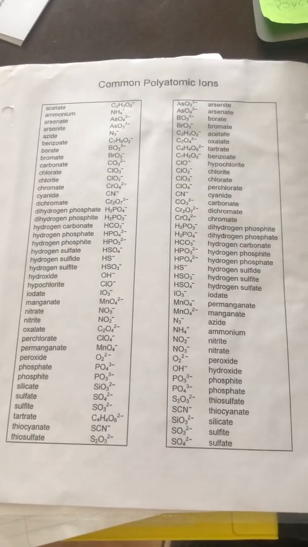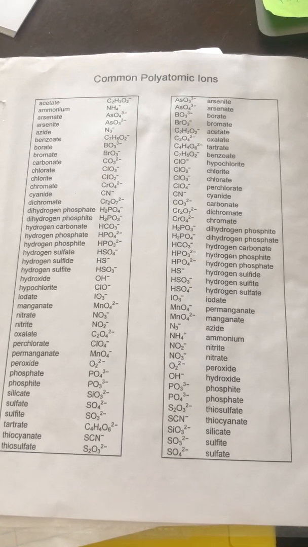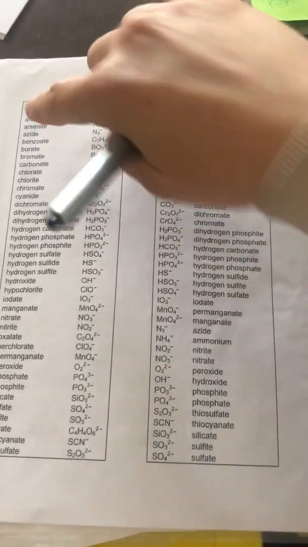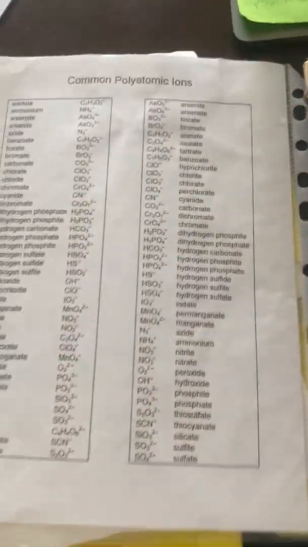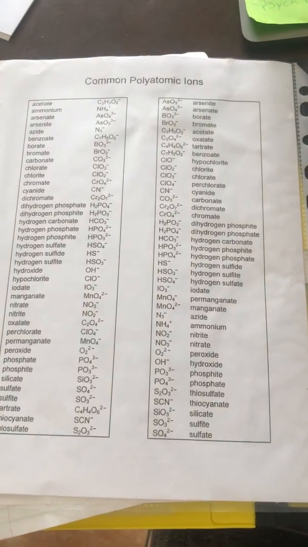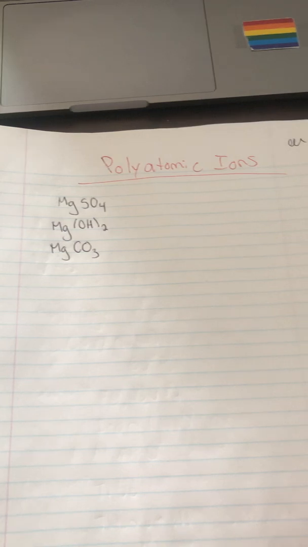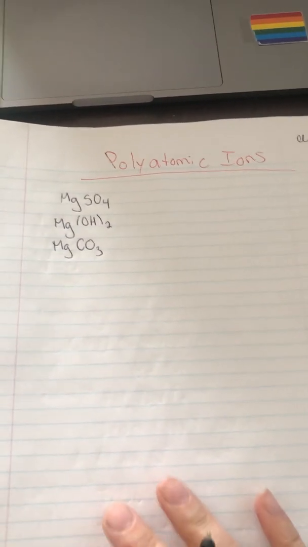Attached on Google Classroom is your whole big list of your common polyatomic ions. Both columns are the same, but one is in order from A to Z, and then on this side, it's the compounds in order from A to Z. So both sides are the same, just in different orders. We're going to learn how to name these compounds and how to come up with formulas.